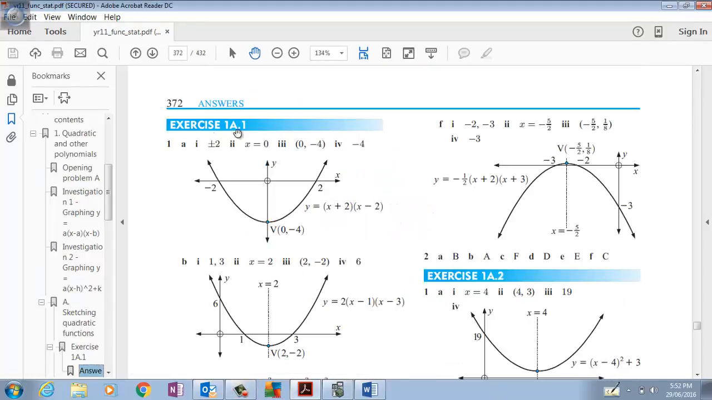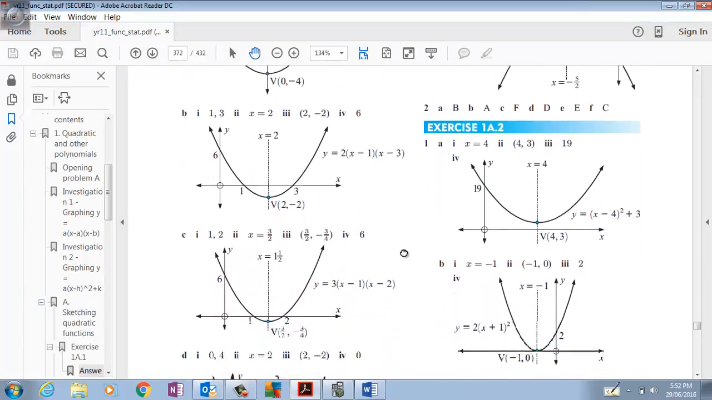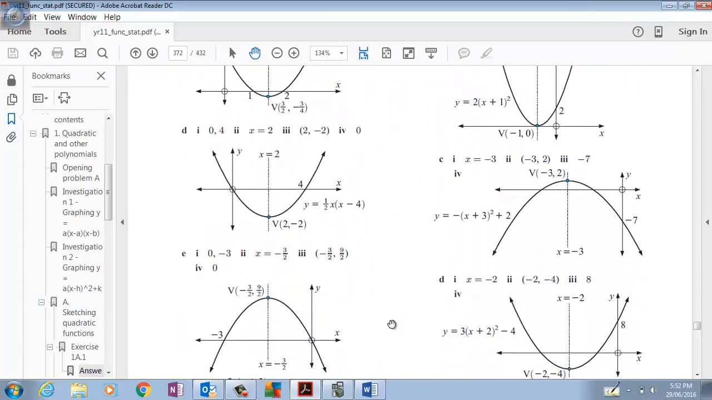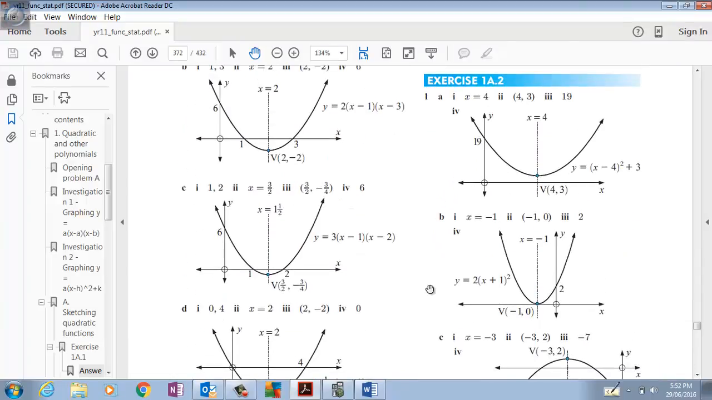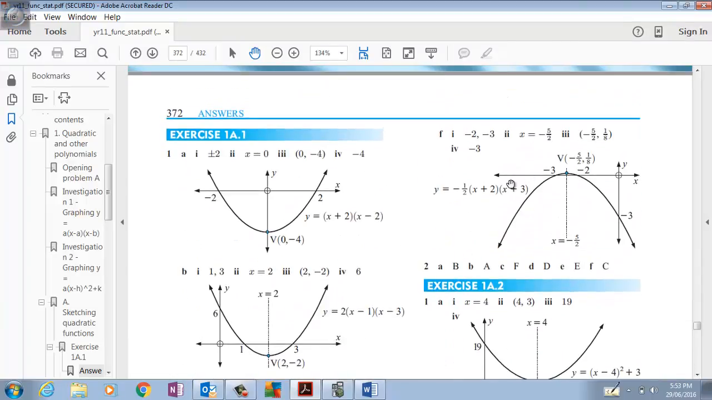And here are the solutions to 1A1. We've got 1A, B, C, D, E, and F sitting over there.